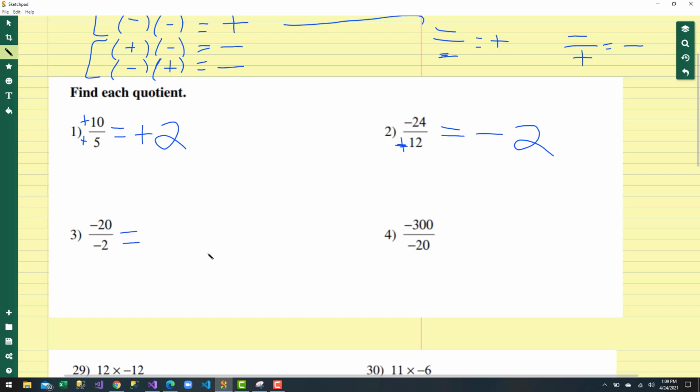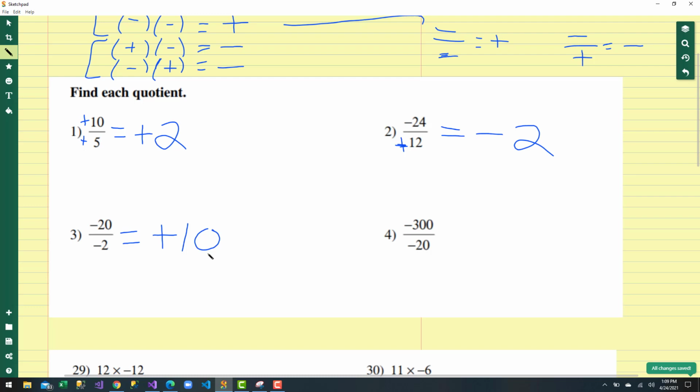Problem number 3. Looks like they're the same sign. If it's the same sign, remember, don't worry, it's always going to be positive. In a way, the signs kind of cancel out. You see that? They kind of cancel out there. So 20 divided by 2 is equal to 10. So the answer is positive 10.